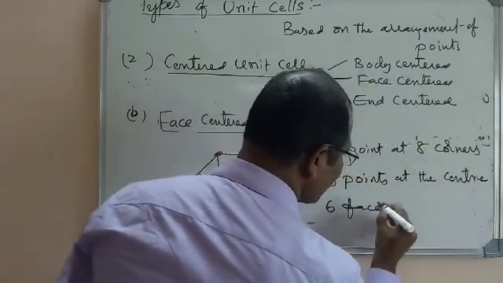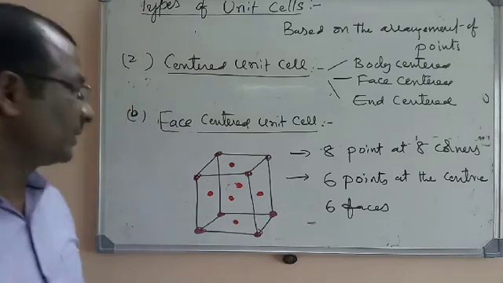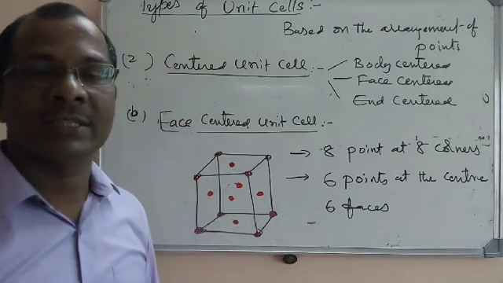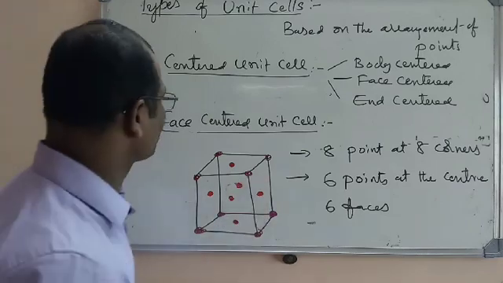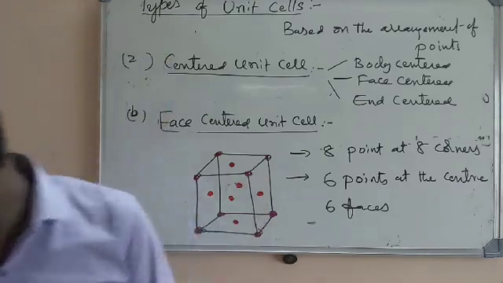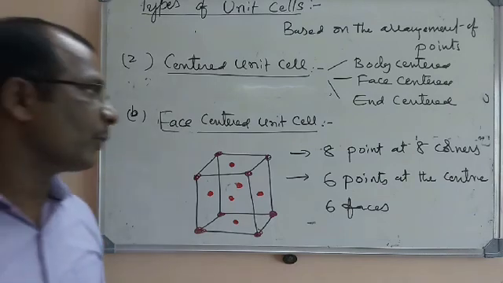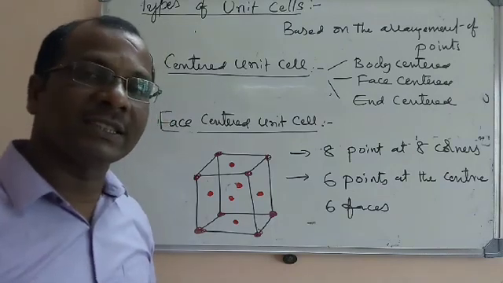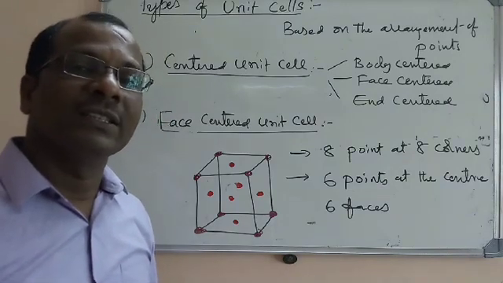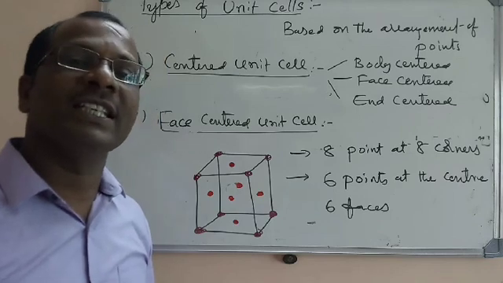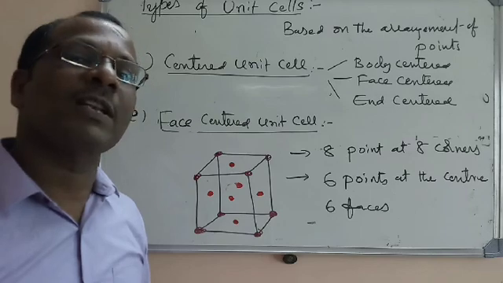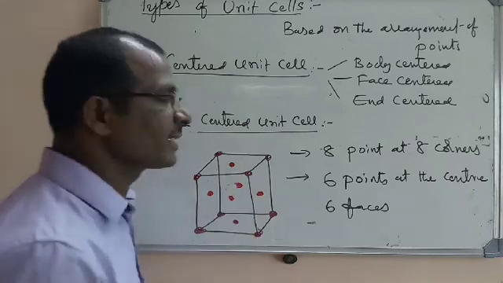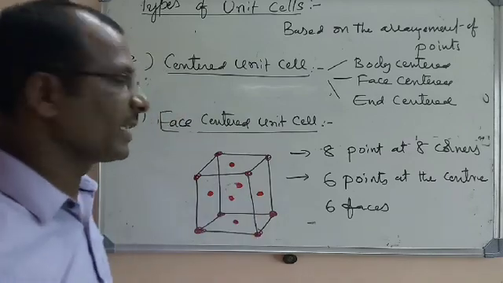How many faces are there? 6 faces are there. So at each center of the face, we'll keep 1 point. So this is the face-centered unit cell. A face-centered unit cell will have 8 points at 8 corners. In addition to that, there is a point at each of the 6 faces. 6 faces, center of the 6 faces will have 6 points. This is called a face-centered arrangement.